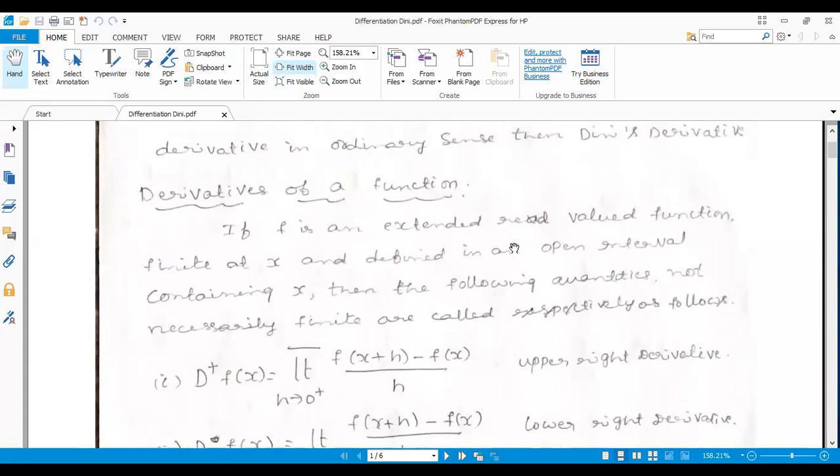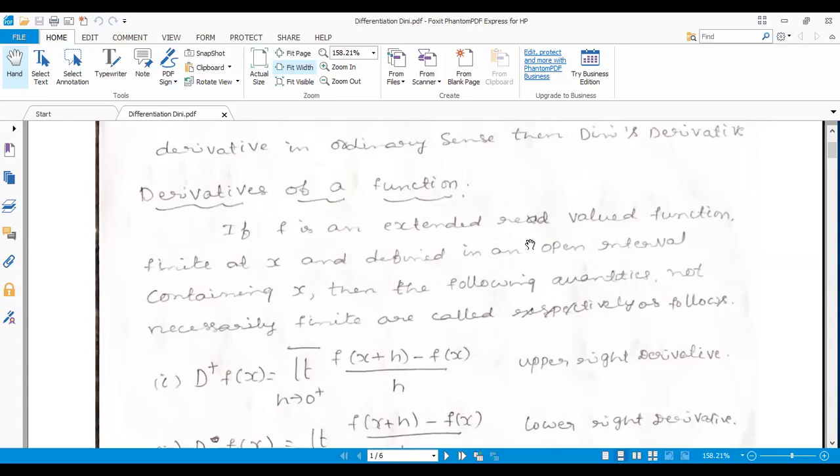If f is an extended real valued function, finite at x and defined in an open interval containing x, then the following quantities, not necessarily finite, are called Dini derivatives: the upper right derivative, lower right derivative, upper left derivative and lower left derivative. You are aware of the definition of differentiability. If there is a small change in the curve, then we can apply differentiation, that is, the rate of change of the function. Here, there is a change with respect to limit superior as well as limit inferior, and in these we can take the positive and negative sides.